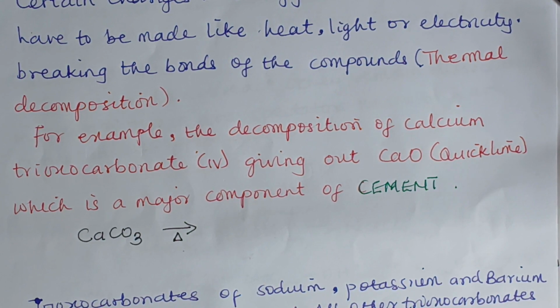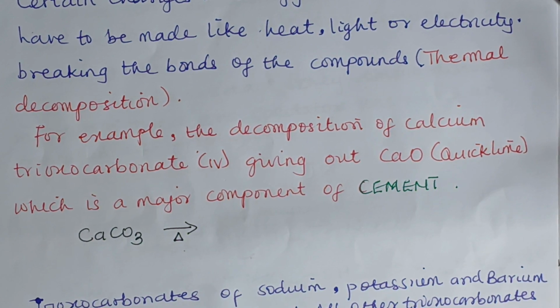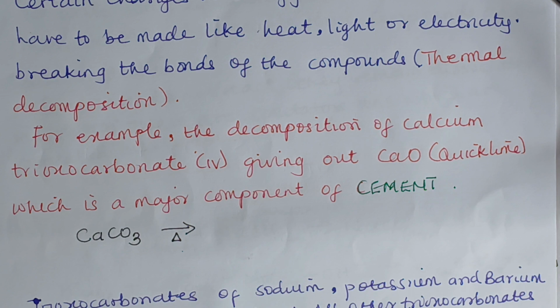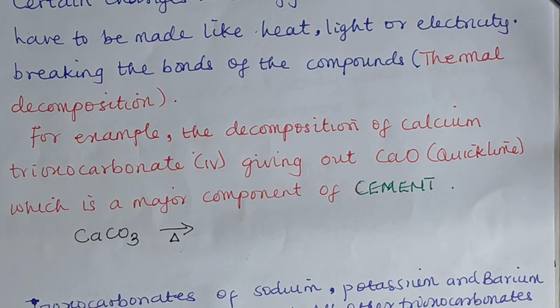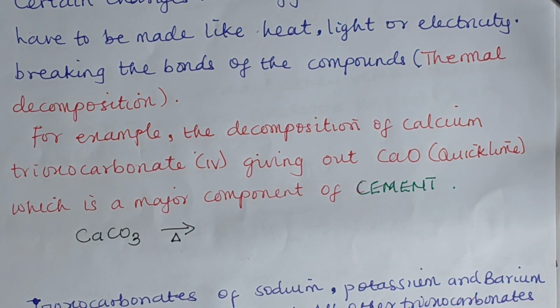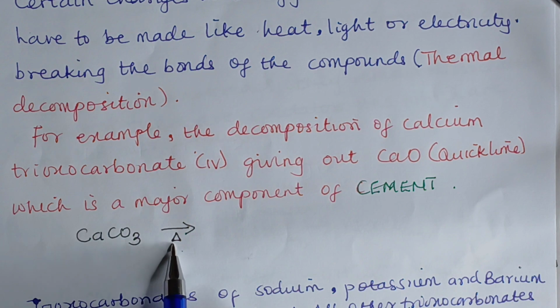So most trioxocarbonates, when you heat them, give out carbon(IV) oxide and also form oxides, except the trioxocarbonates of sodium and potassium, that's K2CO3 and Na2CO3. Those ones are not easily decomposed, while others can be decomposed. You can see this symbol here, it represents heat.